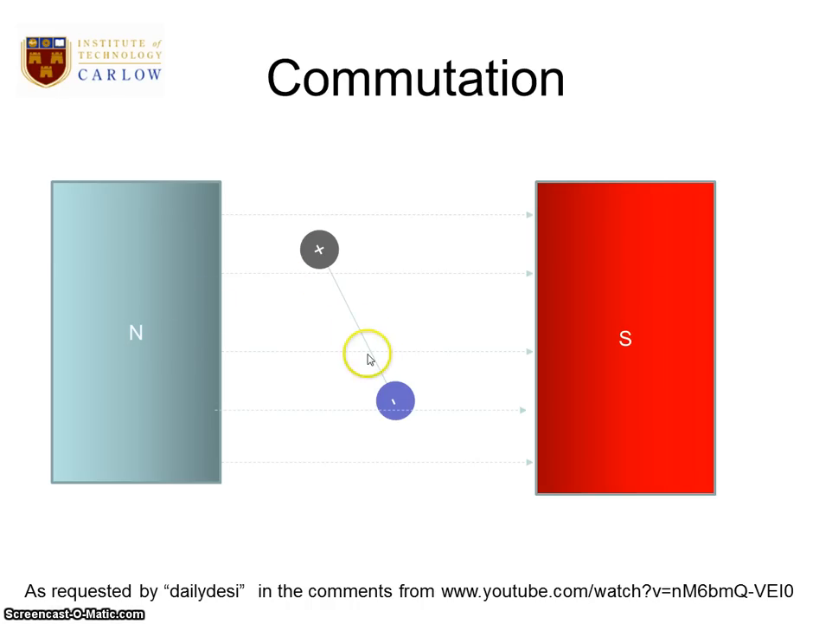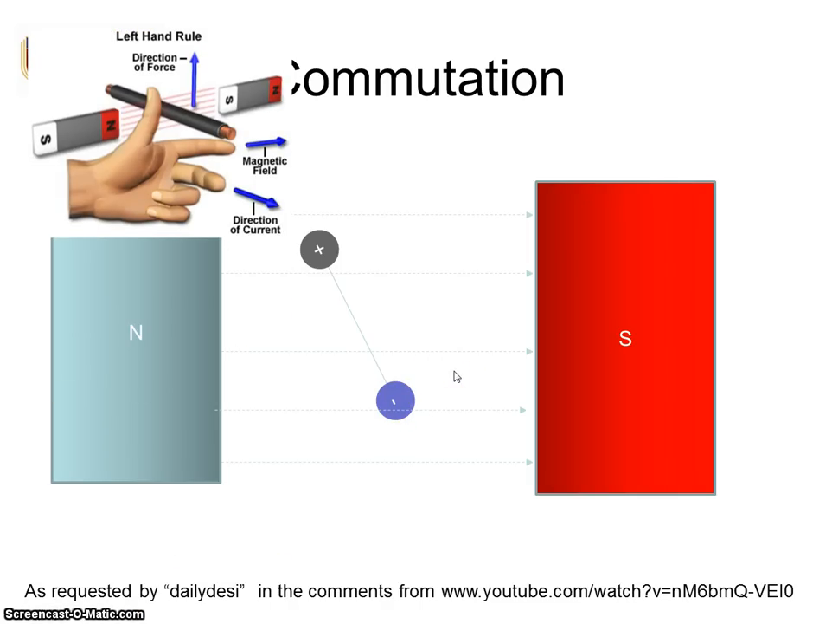So going back to the basic theory, if I have a magnetic field and I have two current carrying conductors, the current in this one going into the screen and from here it's coming out of the screen, then, based on the left-hand rule, I'll get a force acting in the downward position here and in the upward direction here. And that will cause the motor to rotate.